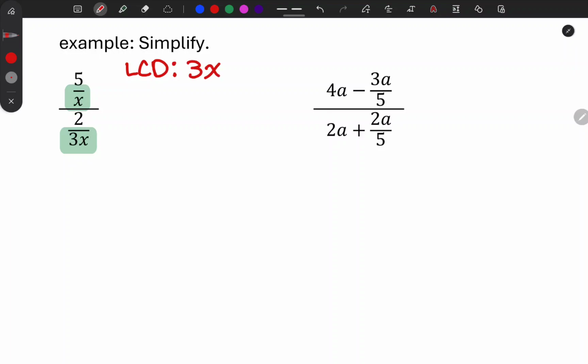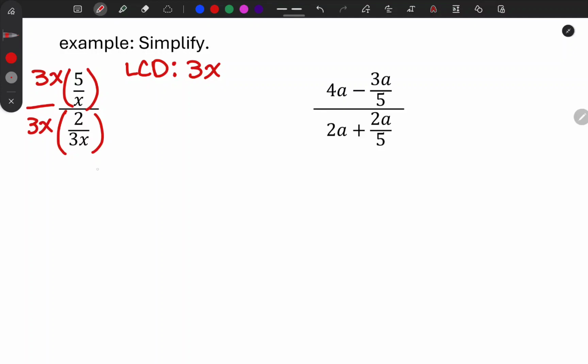What I'm going to do is multiply the numerator and the denominator of the large fraction by the LCD. So I'm going to take this first fraction, 5 over x, and multiply it times 3x. Now I'm multiplying it in the numerator. I must also multiply it in the denominator. You can think of it as multiplying by 3x over 3x. That way we are just multiplying by 1 and writing an equivalent expression.